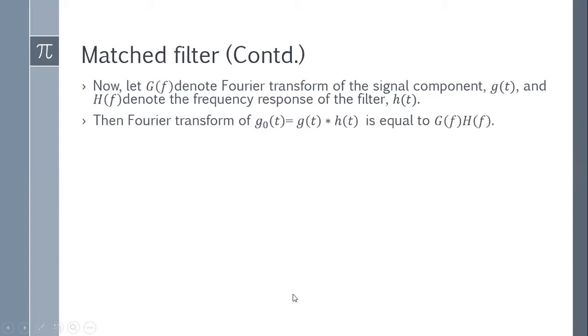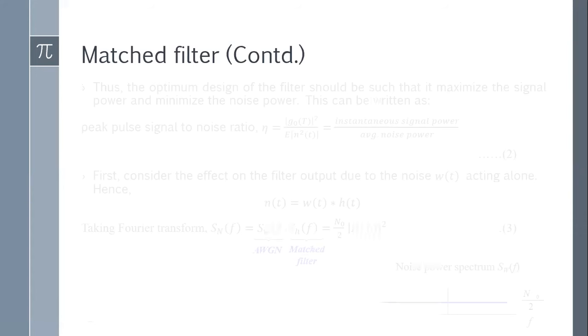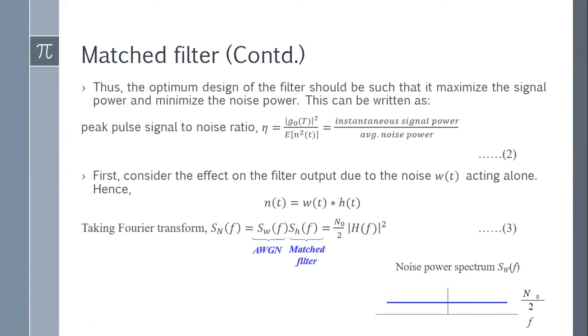Now, H of f whole square means the impulse response of the filter. If you remember, we have assumed the impulse response of the filter as a pulse of width T. So when we take its Fourier transform, it will come as H of f whole square.